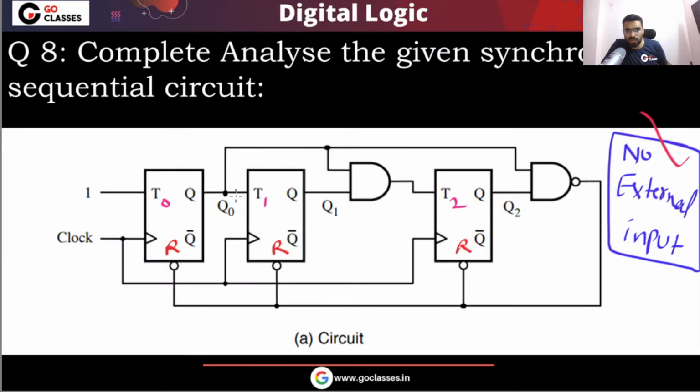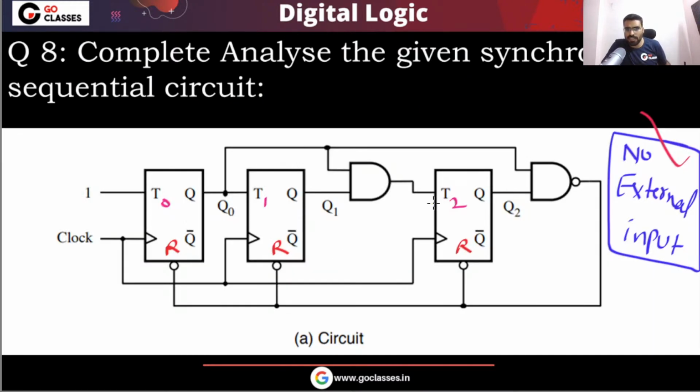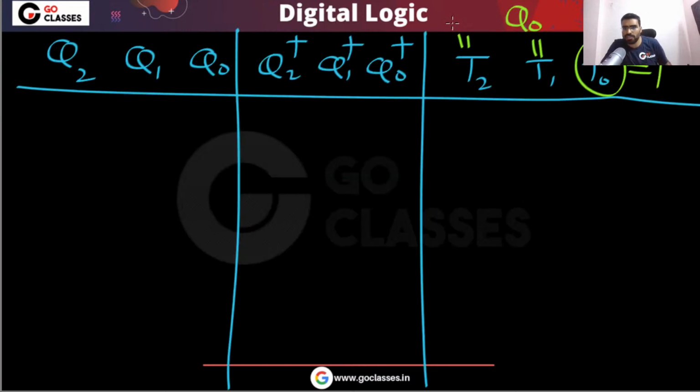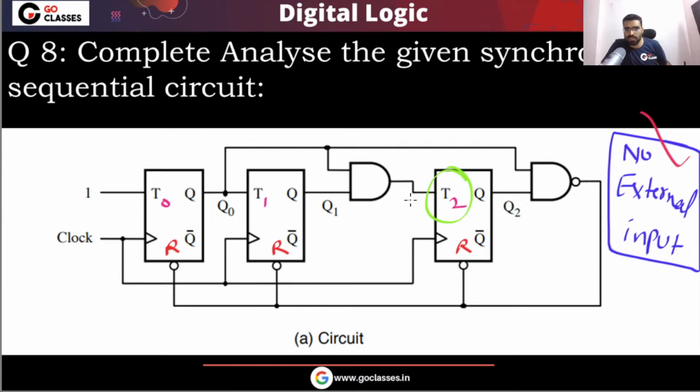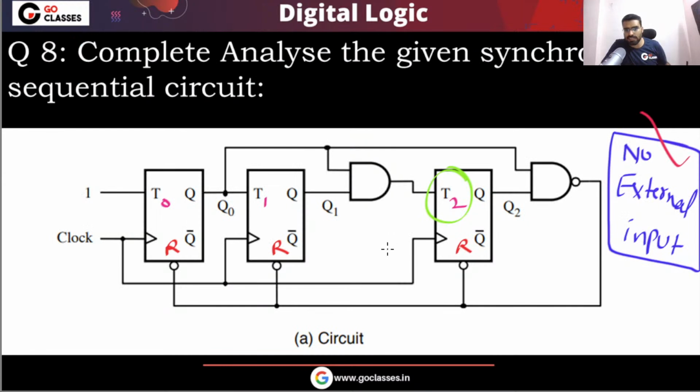And this T1 is equal to Q0. After that, this T2 is equal to Q0 Q1. So these are the inputs. You can notice this T2 is equal to Q0 Q1. Very simple.